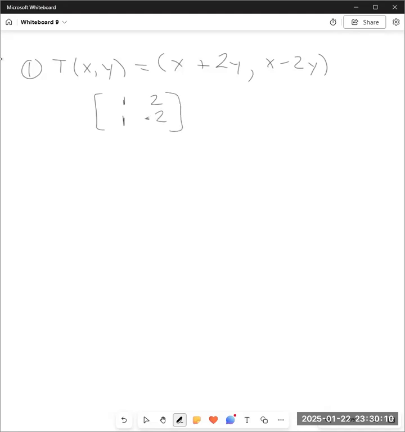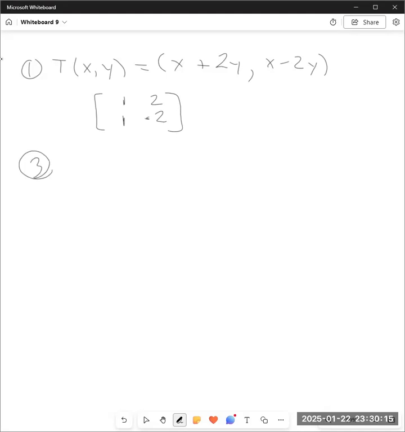In this video, we're going to talk about 6.3 matrices for linear transformations. Let's start with problem number 1, and it asks us to find the standard matrix for the linear transformation T, where T of x, y is given as x plus 2y, comma, x minus 2y. So that turns into the standard matrix of 1x and 2y and 1x and negative 2y.